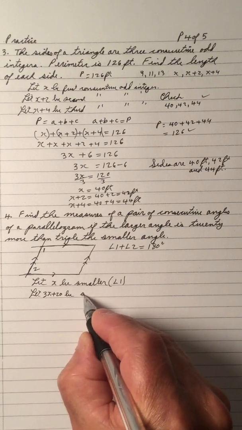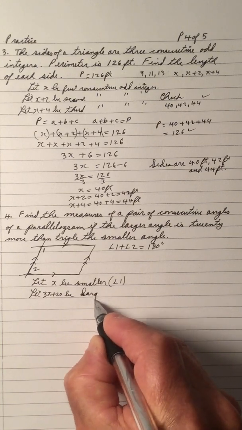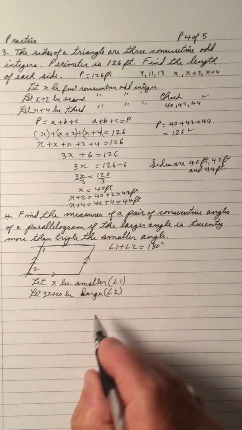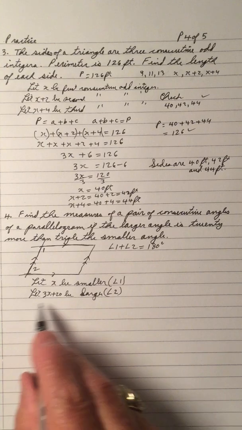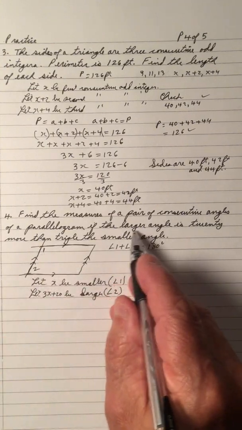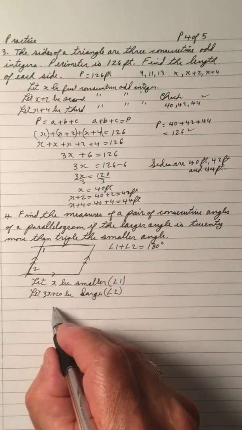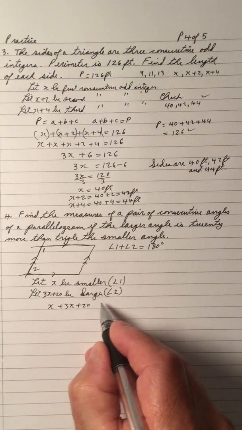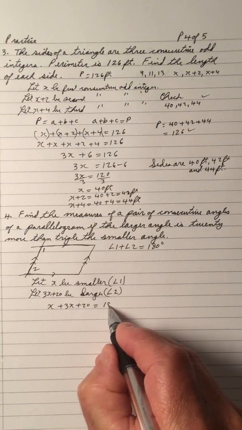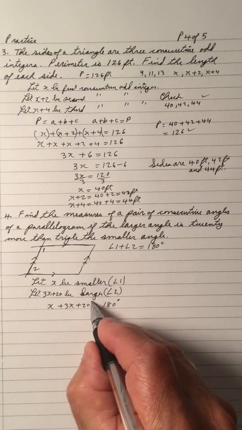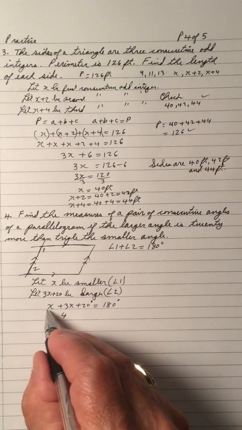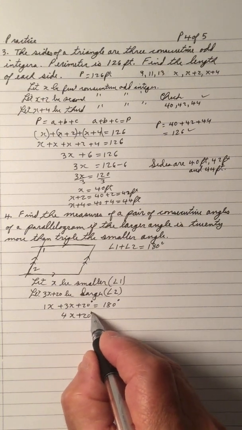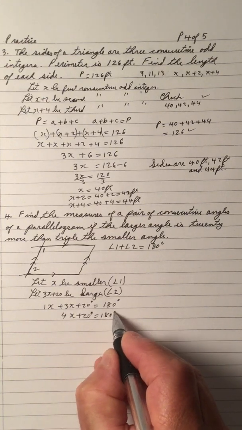Be the larger angle, and that's angle 2. So we have the two angles. We have the relationship between the two. So these angles, x plus 3x plus 20, add up to 180 degrees. So that's 1x and 3x is 4x plus 20 is 180.